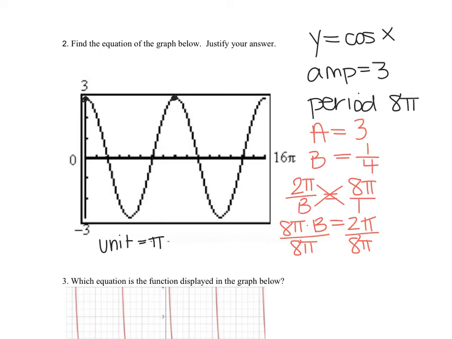So now we have all of the necessary information to write the equation of our graph, and it is going to be y equals 3 cosine of 1/4 x. And we can use Desmos to double check that by making sure we put our step as pi so that we can see the entire graph.